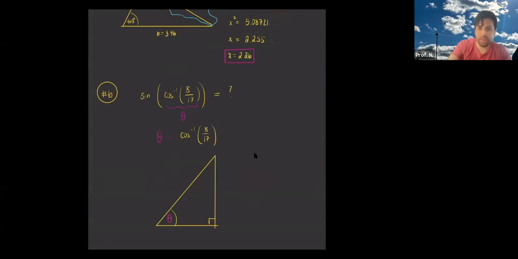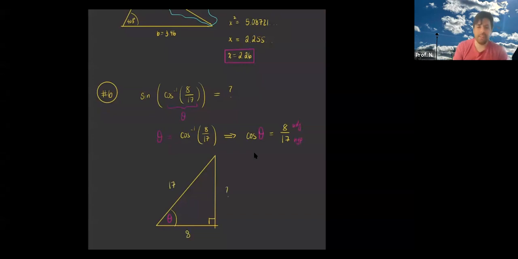And now the only thing you have to do, this is the hardest part of this question, is to make the step to write this as cosine of theta and say that this equals 8 over 17. Right? And then once you have this, then you have what? The adjacent side. You have the hypotenuse. So then what does that mean? I got the adjacent side is 8 and I got the hypotenuse is 17.